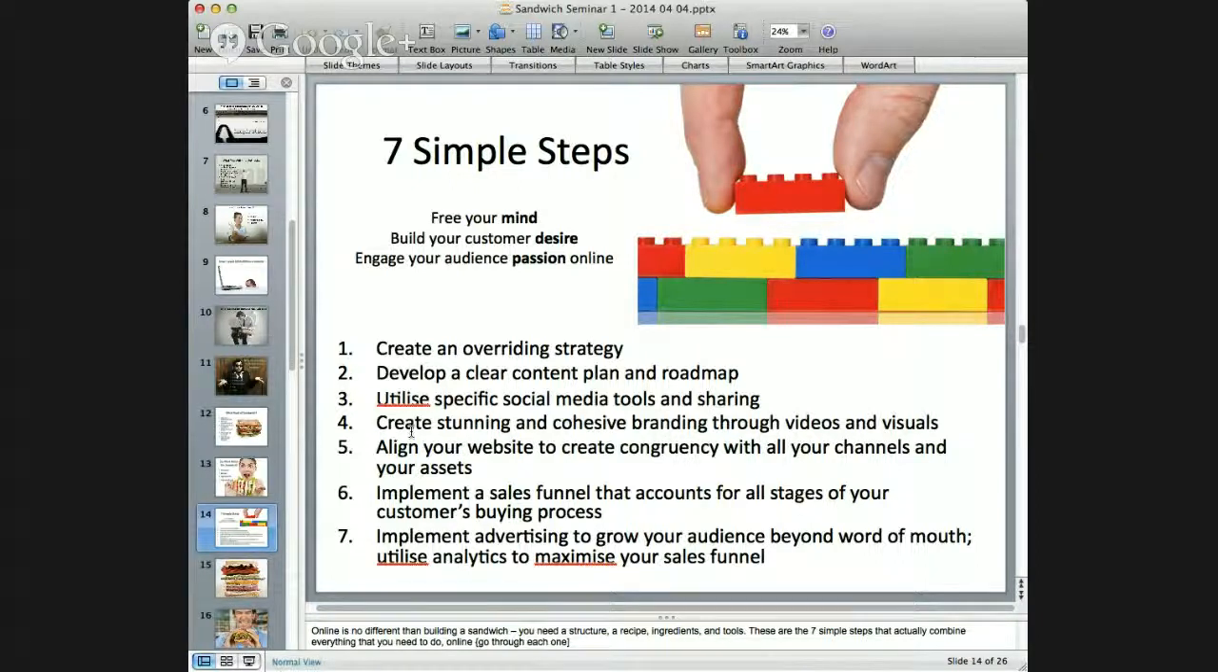The second one was they developed a clear content plan and a roadmap. And just a side note, you might look at these and go, oh yeah, anybody can come up with those, or anybody can think about those, which is perfectly fine. The challenge though is that they need to be systemized, right? Everybody knows that you need a strategy, and everybody knows that you need content, and everybody knows that you need a website and social media and so on, right?